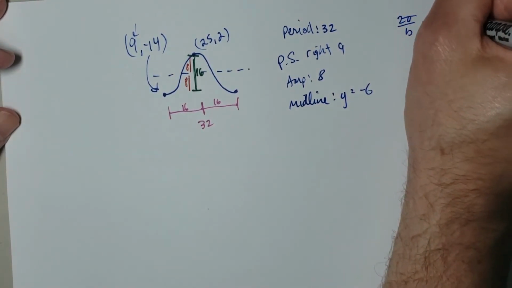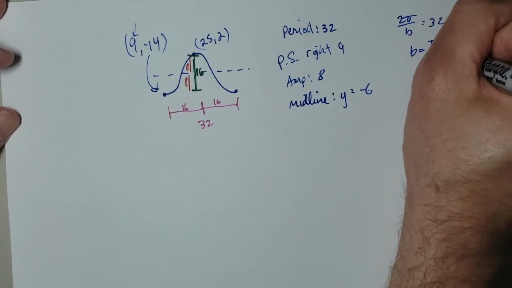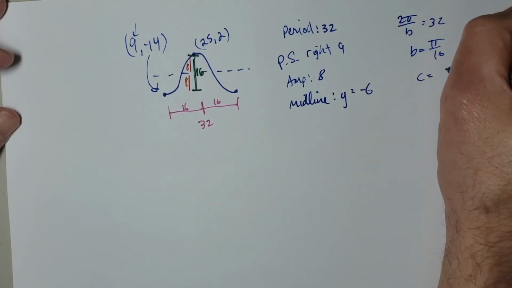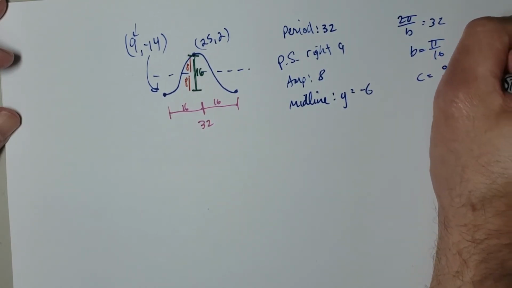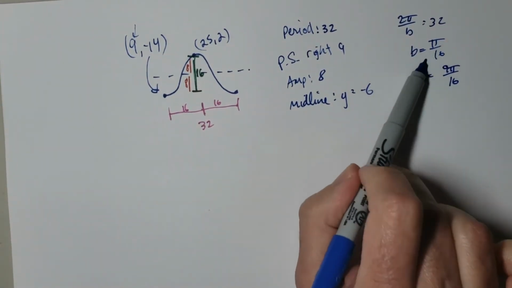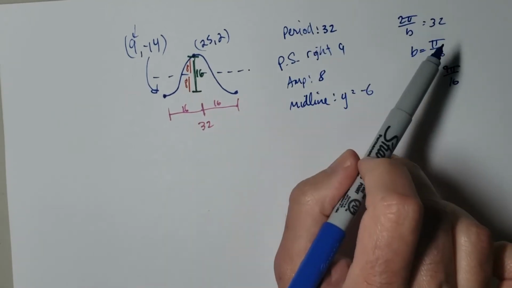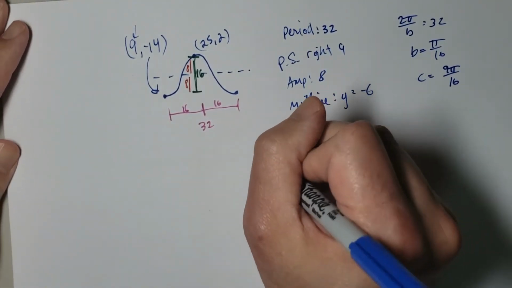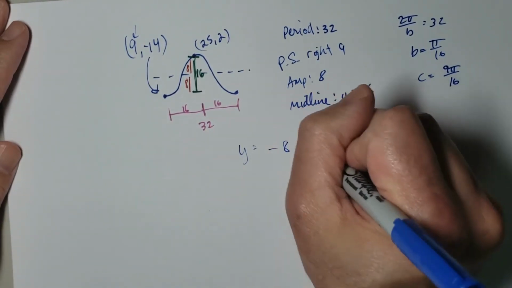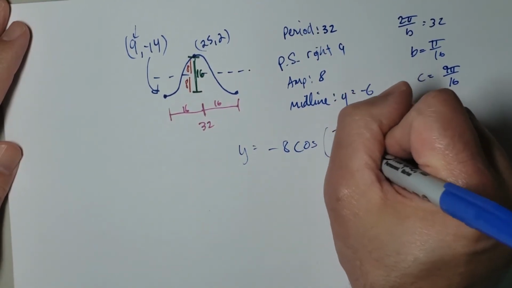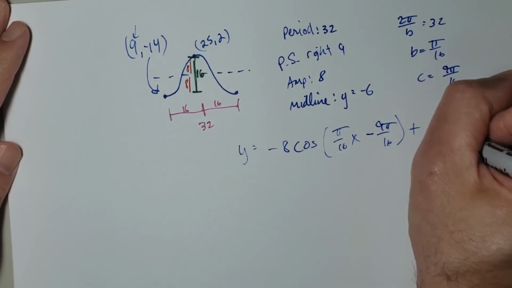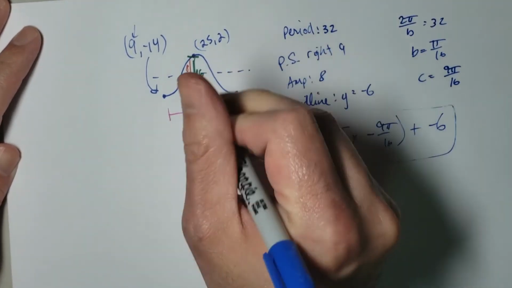2 pi over b equals the period. B equals pi over 16. C is going to equal 9 pi over 16. Okay, again, you have to solve those equations. And don't say that the period is pi over 16. Say the period is 32, but b is that. B and the period are not the same thing. That's a common mistake that people make. All right, this was a negative cosine, so I'm going to start at negative 8 cosine bx. It moved to the right, so it's minus 9 pi over 16, plus negative 6. That was number 8.